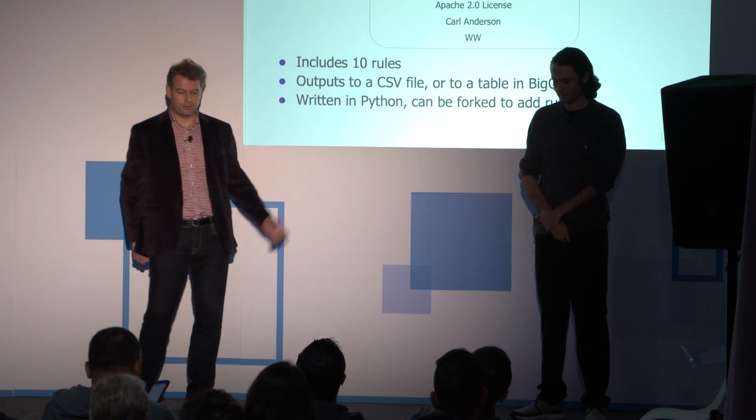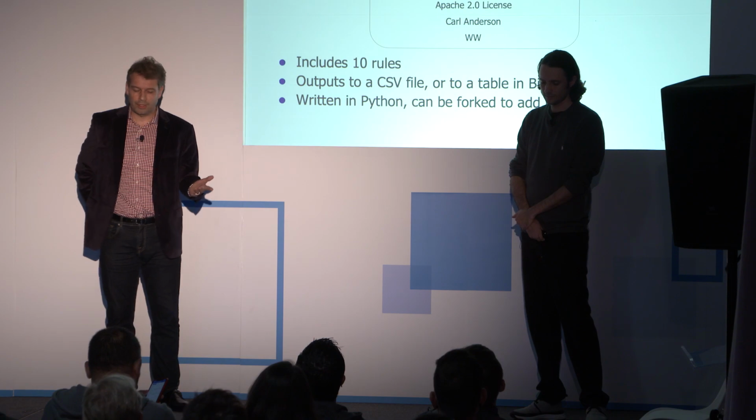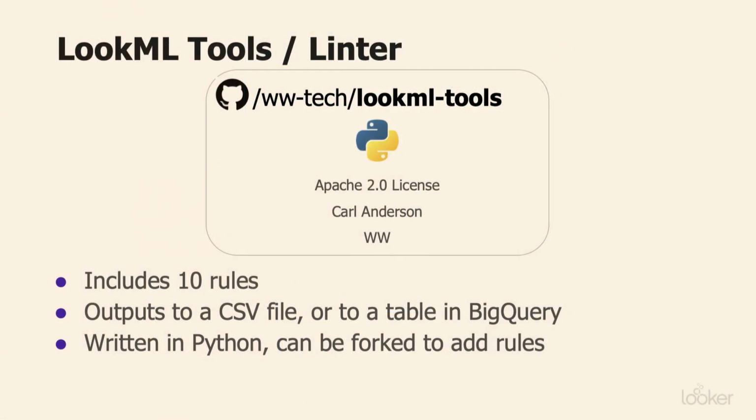So that's 2 linters. Here's a third. I too have one. It's part of LookML's toolset. This one has 10 rules, although this morning, someone from Looker actually sent me an additional 7 to be folded into the repo.